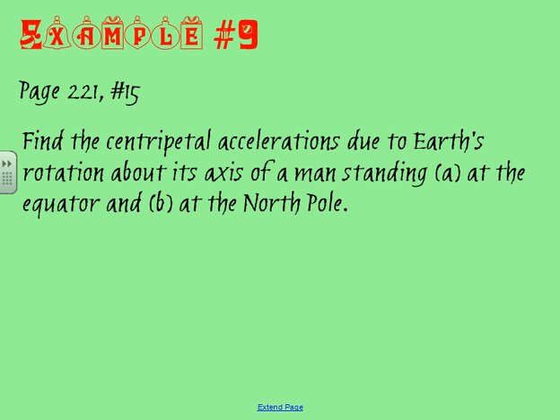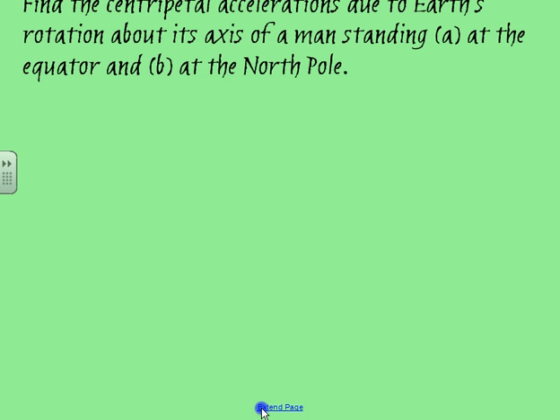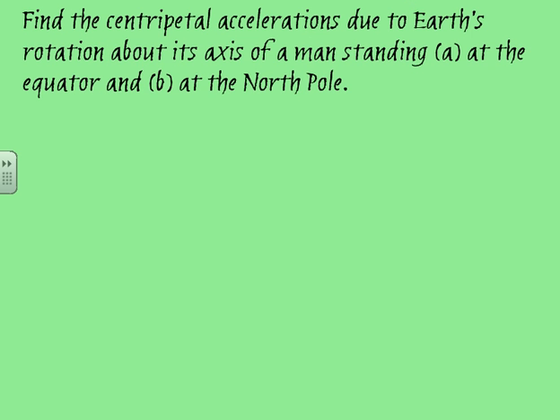In this problem, we're talking about the centripetal acceleration due to Earth's rotation about its axis of a man that's standing at the equator and a man that's standing at the North Pole. In these problems, it's much easier, in my opinion, to use the equation that centripetal acceleration is angular speed squared times radius, because I think it's much easier to come up with the angular speed.